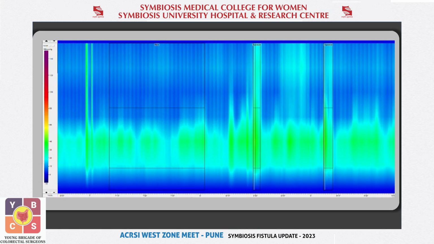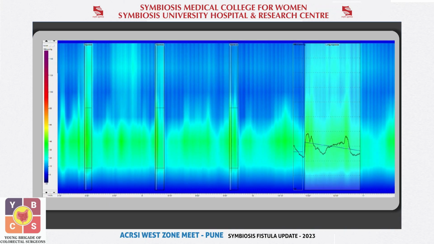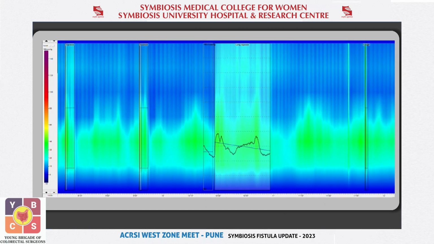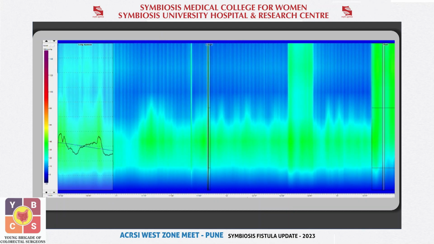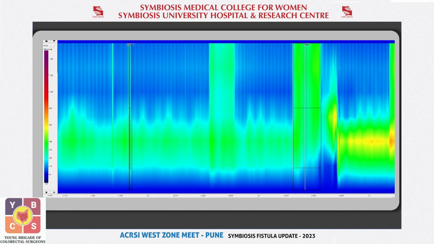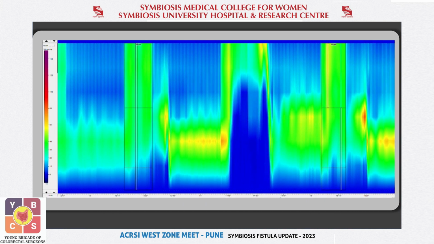So first is the resting pressure tone. Then these are the squeezes. You can note there are no changes in the pressure. It is just green. Then the long endurance squeeze, cuff reflex, push. Then we will do the rectoanal balloon distension. At the end, there will be the balloon expulsion test.